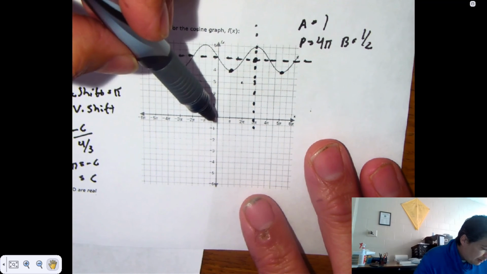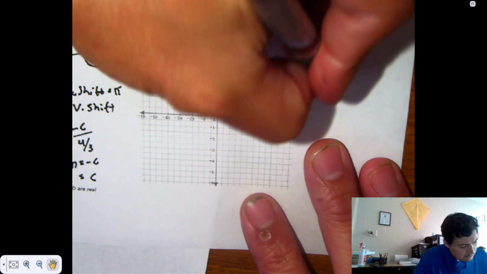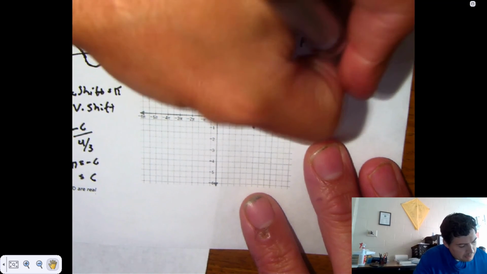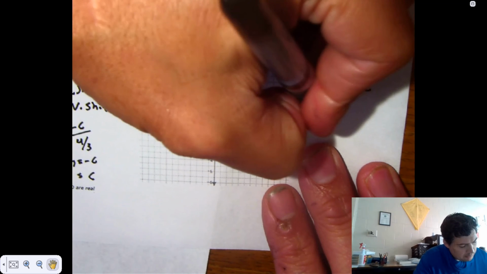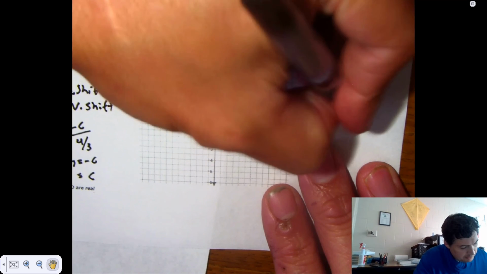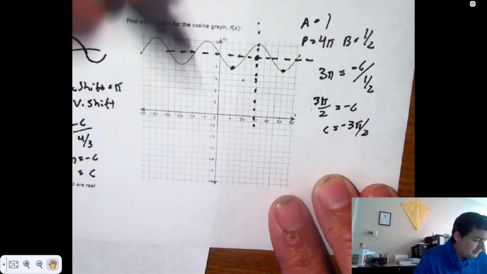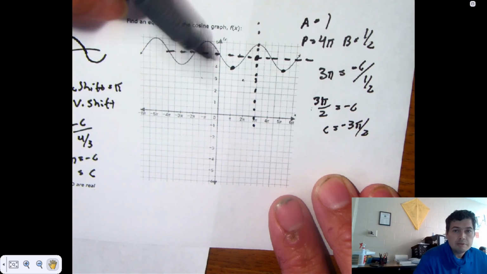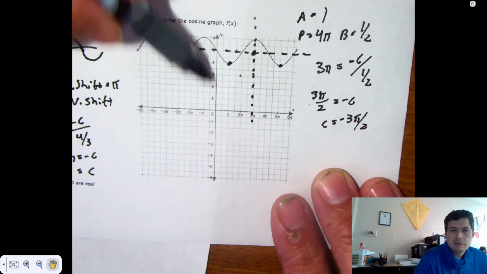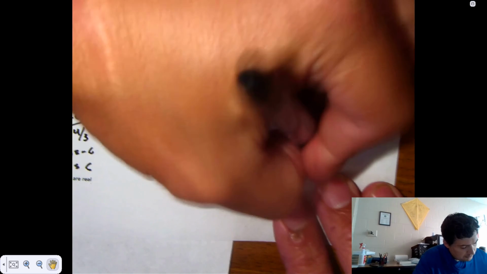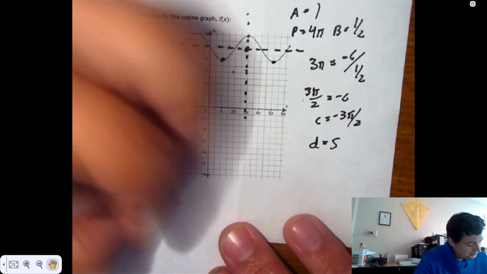The phase shift is that we took mom and we shifted it to the right, 3 pi. So 3 pi must equal negative C over B. And we'll cross multiply. 3 pi over 2 is a negative C. So C is a negative 3 pi over 2. And we also have this vertical shift. This thing was shifted up 5 units. And by the way, if I'm going too fast, rewind it, hit the pause button. Shift it up 5. So D is 5 units. And there's your 4 letters of the alphabet.